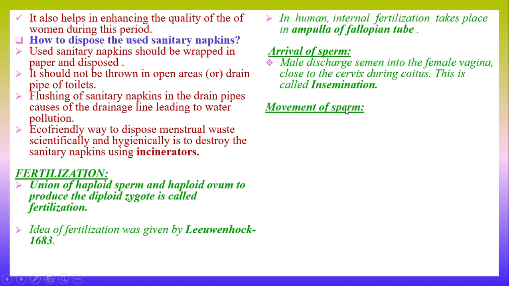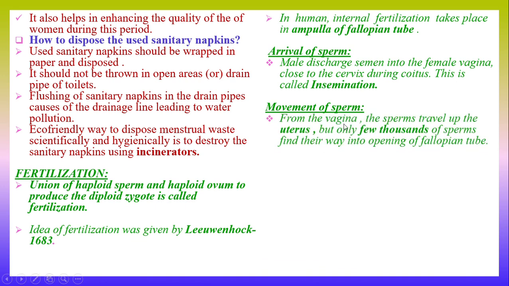After the release of the sperm into the female vagina close to the cervix, how can it enter into the uterus and how can it pass through the fallopian tube? How can it move in the female genitalia? That is very important. From the vagina, the sperm travel up the uterus, but only a few thousand sperm find their way into the opening of the fallopian tube.